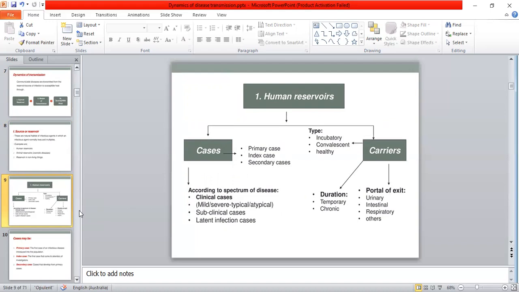In case of cases, they may be clinical cases, subclinical cases, and latent infection cases. On the other hand, they may be primary case, index case, and secondary case. In case of carriers, they can be further classified on the basis of type: incubatory, convalescent, and healthy carriers. If we classify them on the basis of duration, then there are two types of carriers, which are temporary and chronic carriers. And if carriers are classified on the basis of portal of exit, then they can be urinary, intestinal, respiratory, and others.